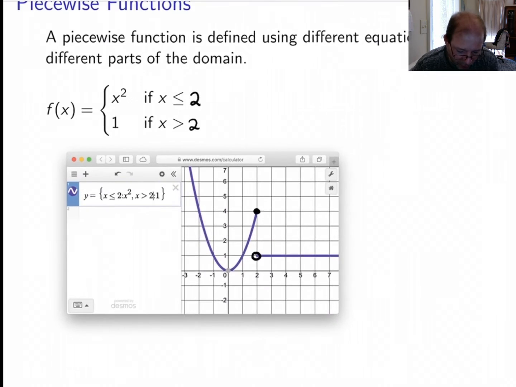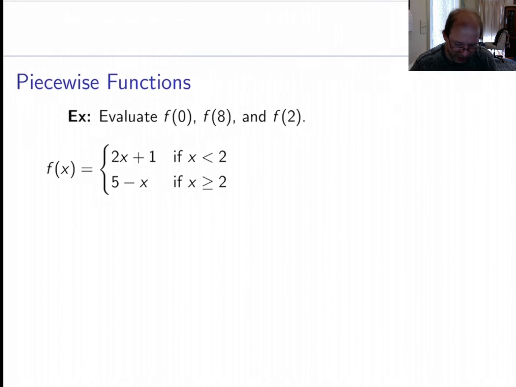So what I want to do is just do a few examples of this. We're not really going to do any graphing. The important thing when you're evaluating a piecewise function is to just grab the right piece to use. So let's do a couple of quick examples. Let's evaluate this function at 0, 8, and 2.